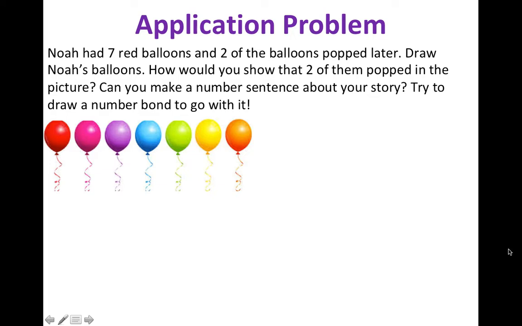Again, I'll read it. Noah has 7 red balloons and 2 of the balloons popped later. Draw Noah's balloons. How would you show the 2 balloons popped in the picture? Can you draw a number sentence about your story and try to do a number bond to go with it?